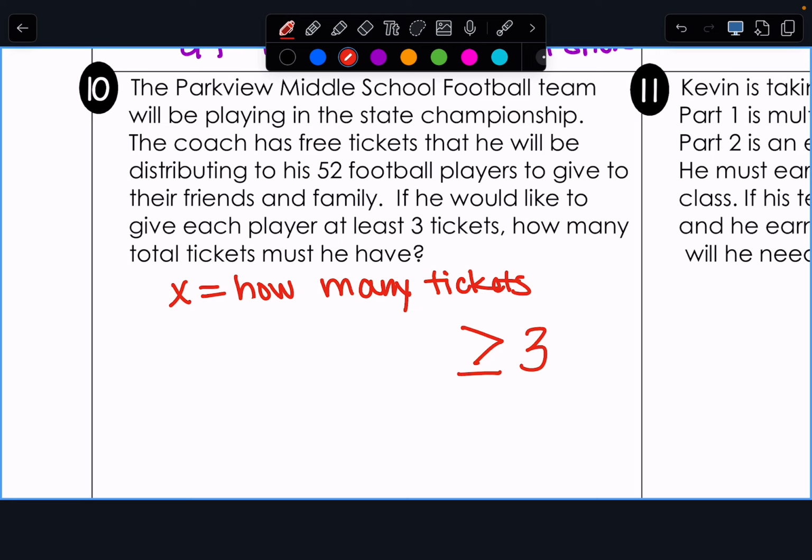Now, he's going to take the free tickets and distribute them to his 52 players. What operation does that mean? If I'm taking a chunk of items and I'm distributing them. Dividing. If I have 20 M&Ms and I want to distribute them evenly to these 2 fellas, how many do they get each? 10.